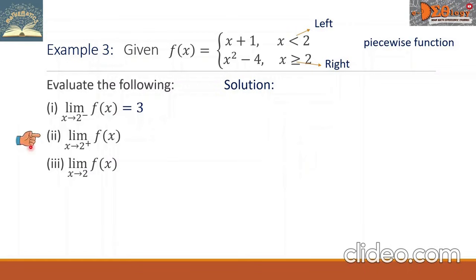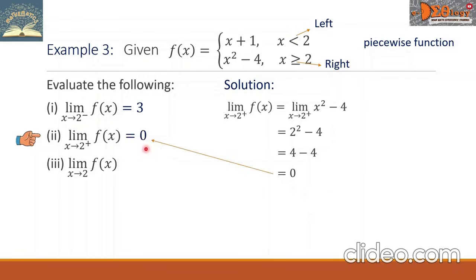Let's go now to the second problem. Limit of the function as x approaches 2 from the right. So we're going to use the second function. So we have now the limit of x squared minus 4, x approaches 2 from the right. We evaluate now this function. We substitute x by 2. So we have 2 squared minus 4. 2 squared is 4 and 4 minus 4 is 0. So the answer here is 0.